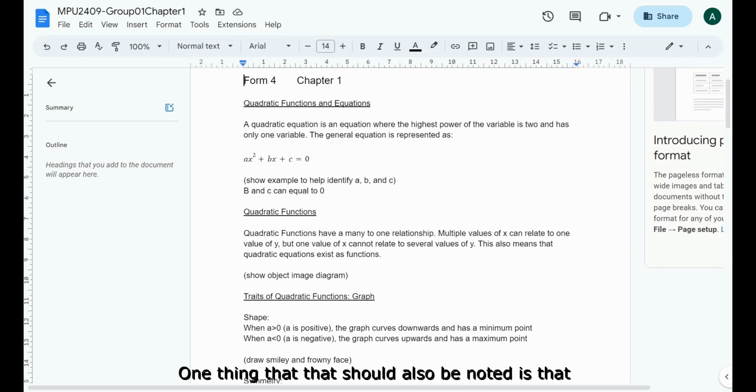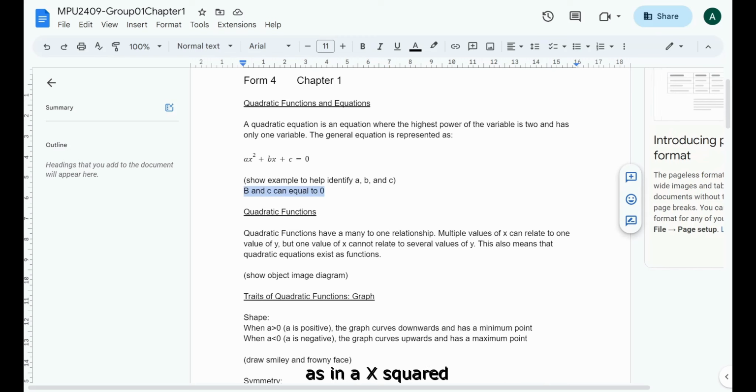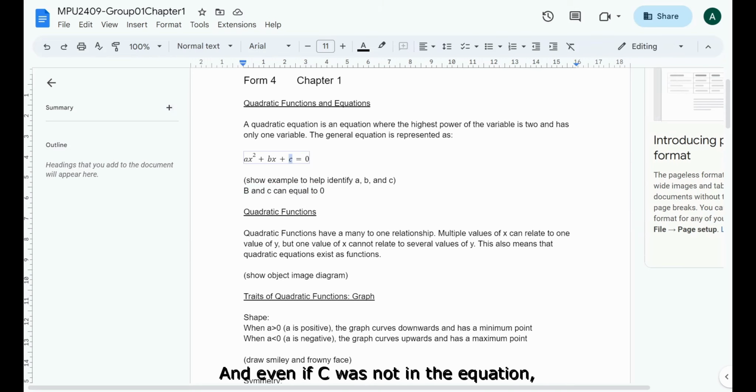One thing that should also be noted is that b and c can both equal to 0, as in ax squared plus, let's say, 7 equals to 0, b would still be equal to 0, and even if c was not in the equation, c would still count as 0, and this would still count as a quadratic equation.